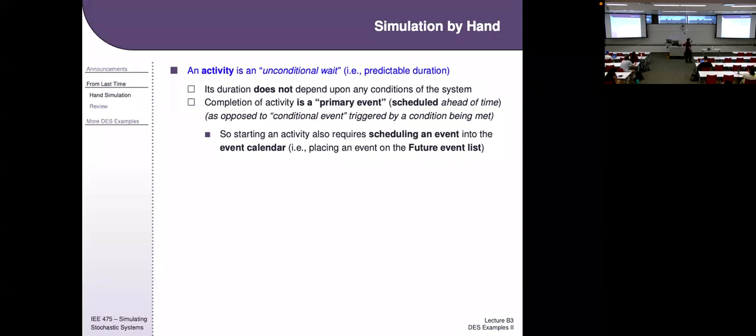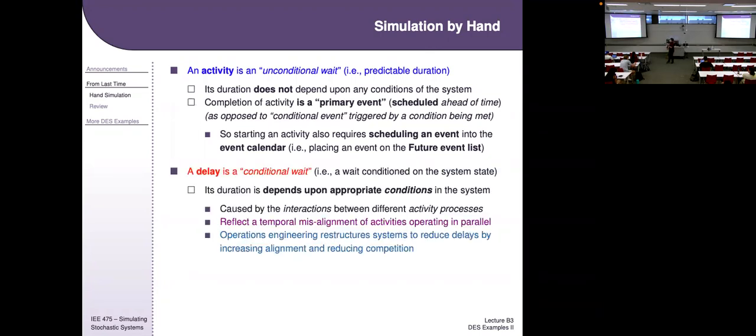So that's primary events, which are the most events in our systems. They're scheduled by durations, which we refer to as activities. This is different than our delays, which we also call conditional waits. So these are waits conditioned by the system. These depend upon the conditions of the system, and so they're caused by interactions of different activity processes together.